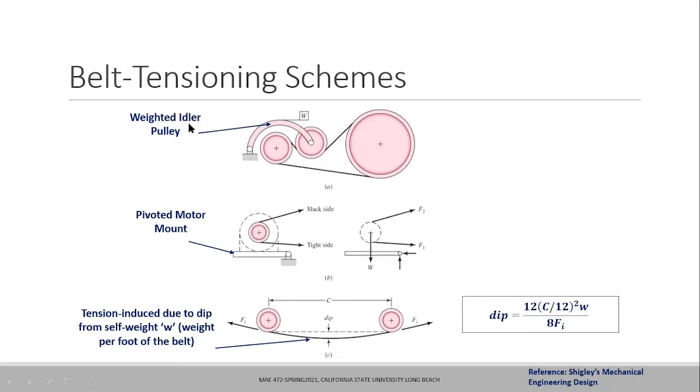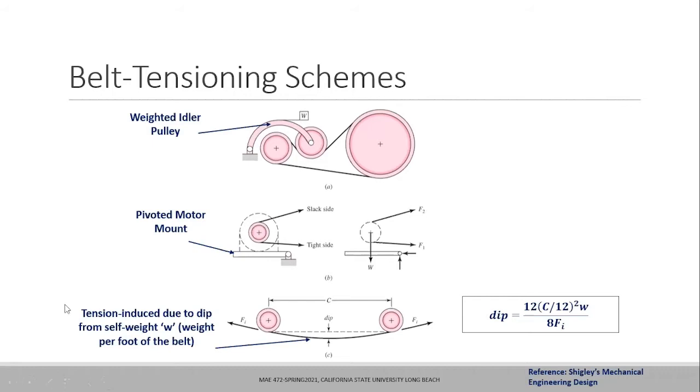Here you see the first one is a weighted idler pulley. The pulley here is not transmitting anything, it is just an idler pulley. If there is any slack in the belt, because of the weight of the pulley itself, the belt will maintain that initial tension throughout the period of service. So that is one way you can ensure that the tension in the belt will always be there when it is in operation.